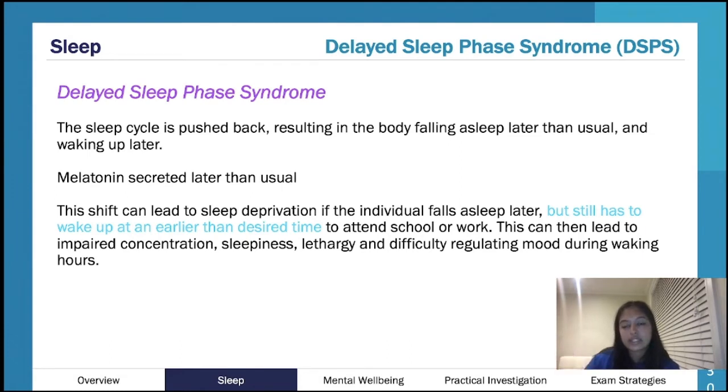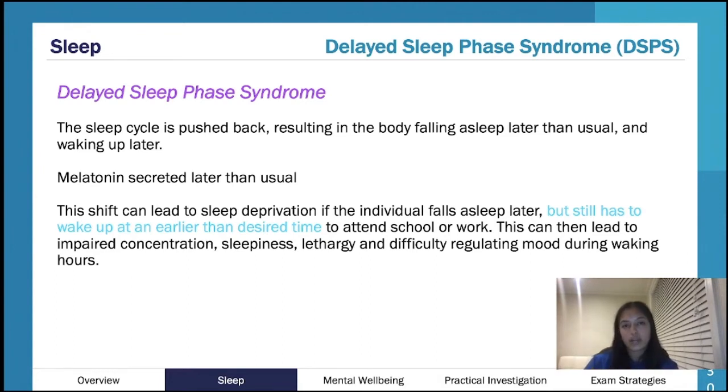the day relatively early. So you often have to wake up early for school or for work. So if you have DSPS, you're wanting to go to bed later and your body is wanting to wake up later. So it's not that your body wants less amount of sleep. Your body still wants the same amount of sleep. It just wants to go to bed a little bit later.